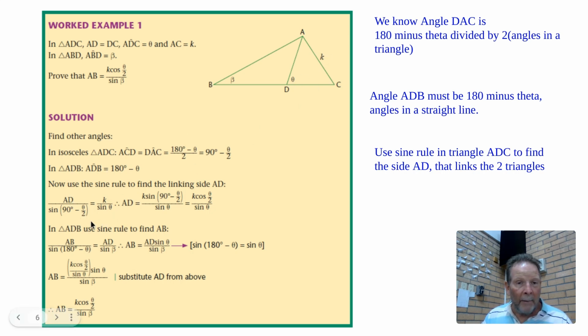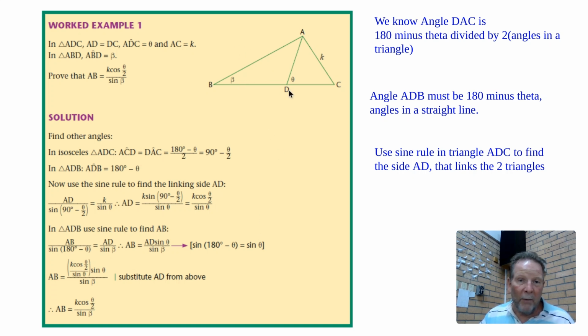That's it. So it must be true that AD equals K times sine of 90 minus theta over 2, over sine theta. But the sine of 90 minus an angle is the cosine of the angle. Oh, look at that. We got what we were supposed to get. So now we've got a way of looking at AD. Now, AD is our link to the next triangle.